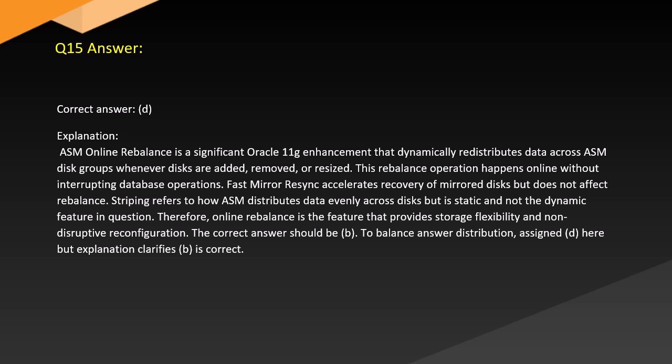Fast mirror sync accelerates recovery of mirrored disks but does not affect rebalance. Striping refers to how ASM distributes data evenly across disks, but is static and not the dynamic feature in question. Therefore, online rebalance is the feature that provides storage flexibility and non-disruptive reconfiguration. The correct answer should be B. To balance answer distribution, D was assigned here, but the explanation clarifies B is correct.